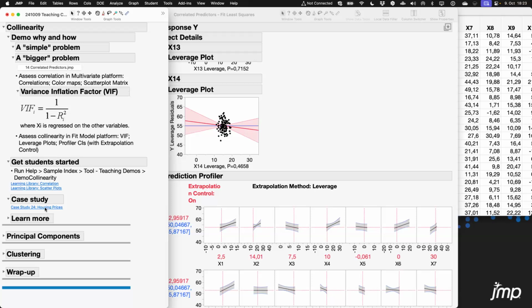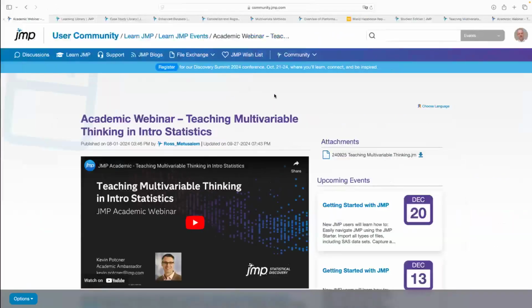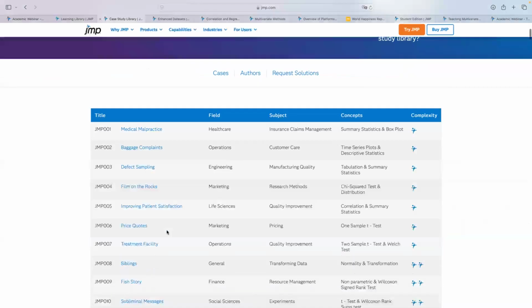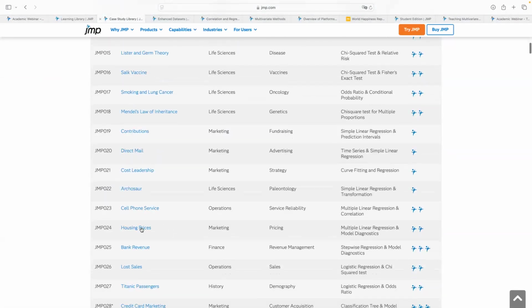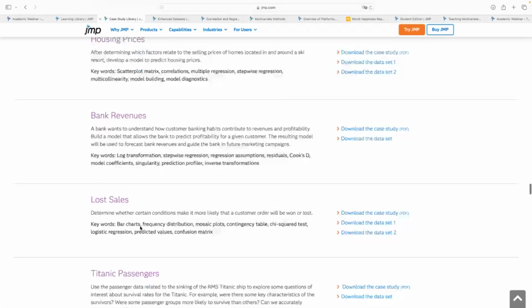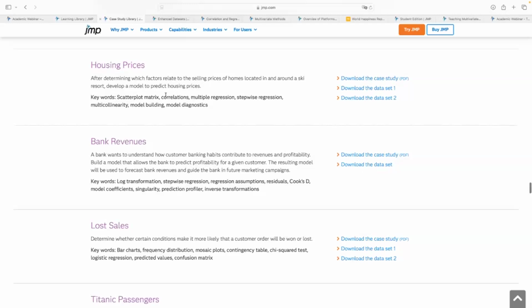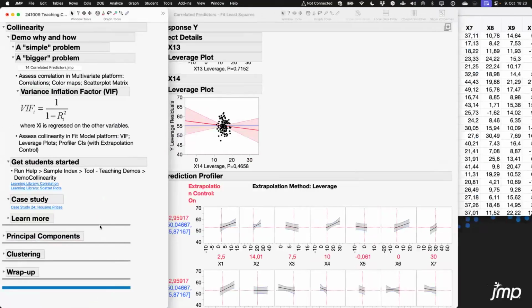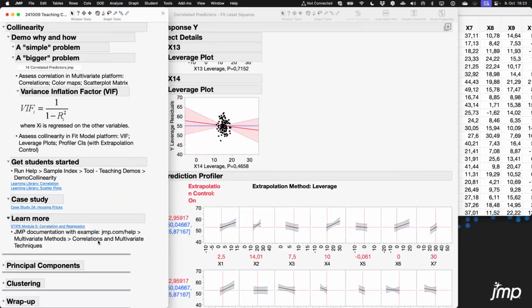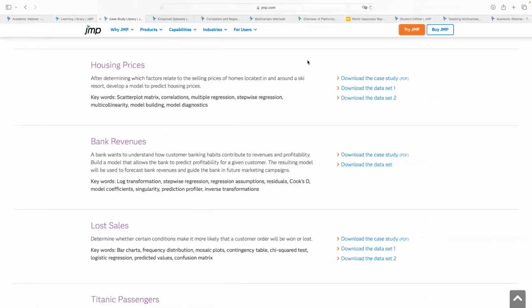We also have case studies. Here it's case study 24, in our case study library, about housing prices. This also covers correlation and multicollinearity, as you can see here on our webpage. And there's even more you can share with students to learn about the concepts. One pointer is to the documentation, of course, and the other pointer is to our statistical thinking course. Let me see where we have this one.